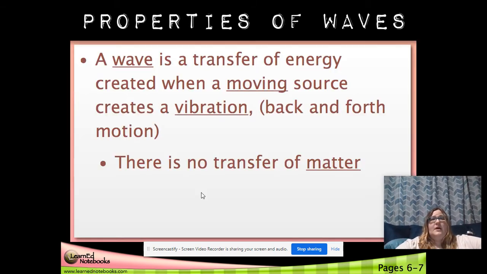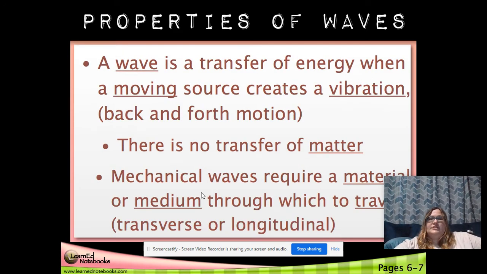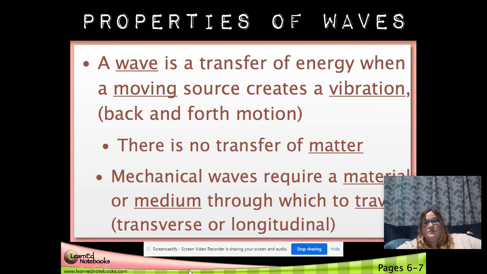A wave is a transfer of energy created when a moving source creates a vibration, that back and forth motion, and there's no transfer of matter. Remember, I hit my desk, pieces of my desk aren't flying off, but I'm transferring that energy. Mechanical waves require a material or medium through which to travel, transverse or longitudinal.